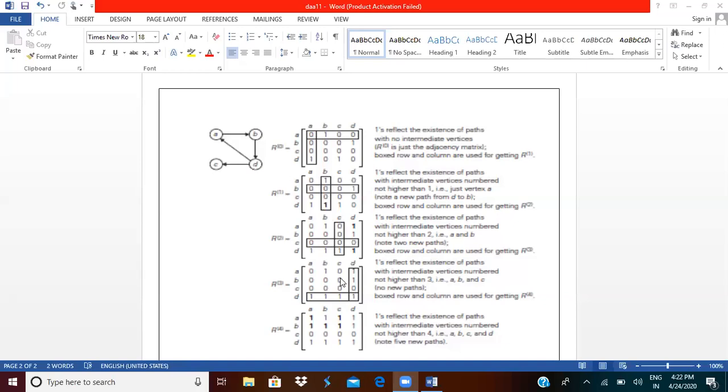Okay, I have to keep this matrix in my mind and derive the next matrix. How do I derive that matrix? By keeping A, B, C as intermediary vertices in my mind. I have come in order. In the first step, I kept this matrix and I took A as the intermediary vertex and I got this one.